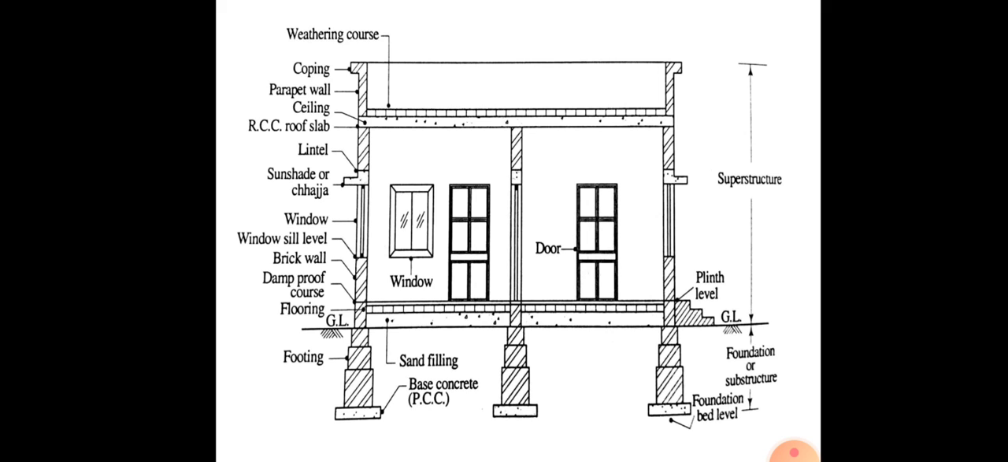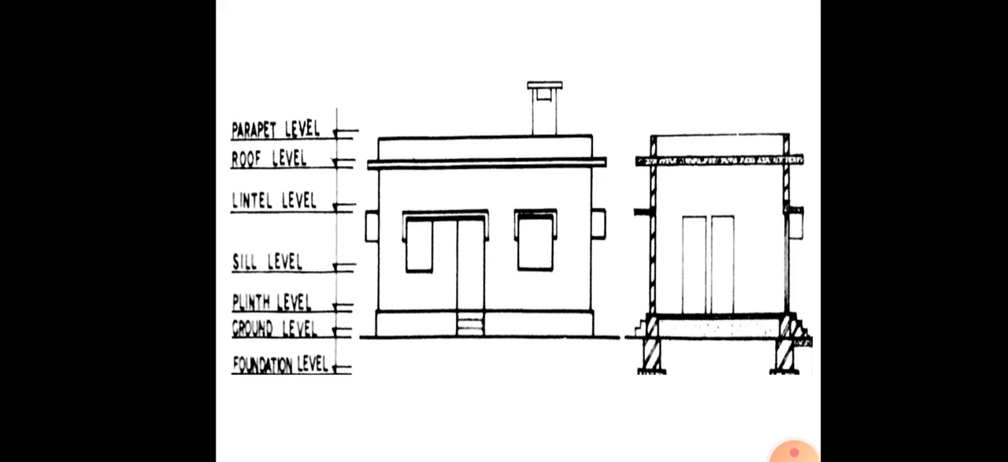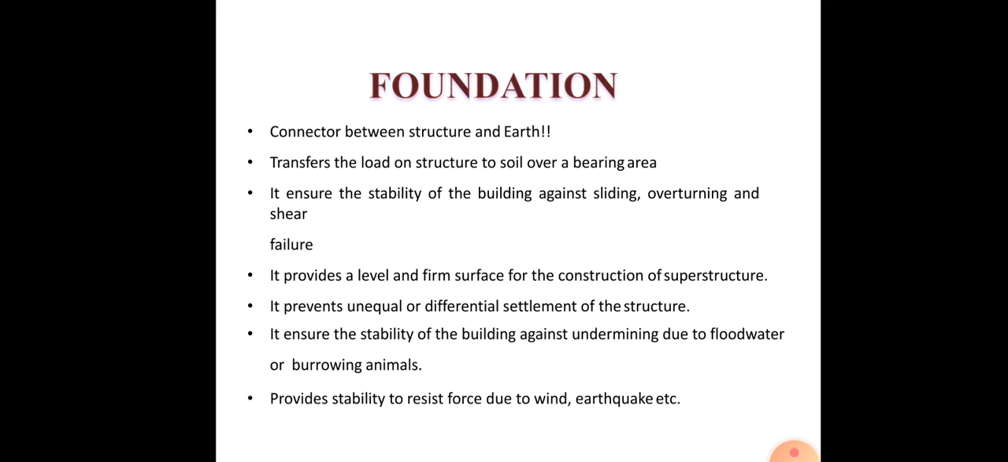Now this is again another view of a residential building, which shows the various components. Again here you have an elevation and a sectional view. So you have the parapet at the top, then the roof level, the lintel level, the sill level, plinth level, the ground level and the foundation level. So we'll discuss each component in detail.